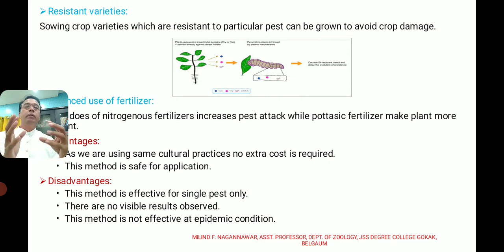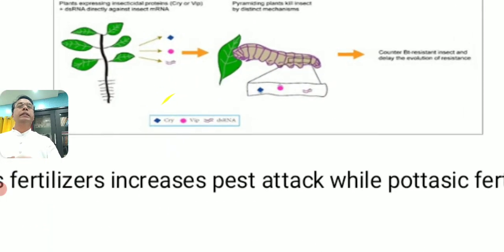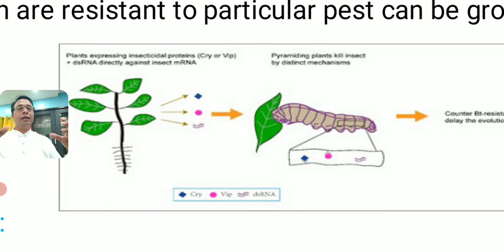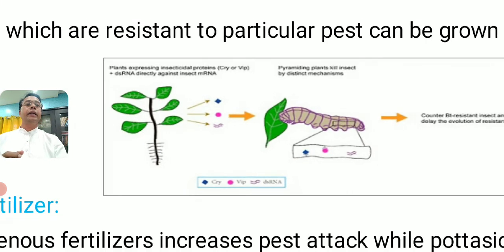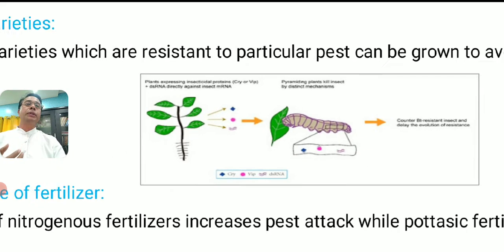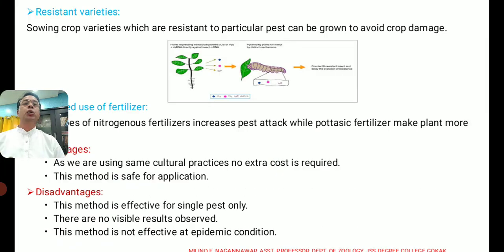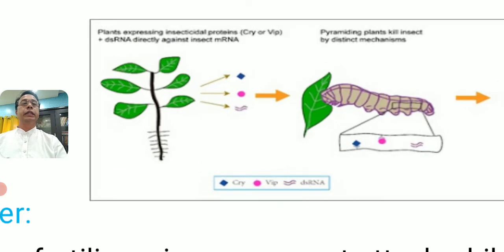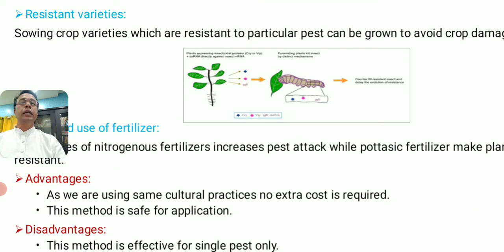Varieties resistant to a particular pest can be grown to avoid crop damage. That is, sowing of crop varieties which are resistant to a particular pest only. Now, see here, the plants are made in such a way that they disturb the pests. When they come for feeding, they get irritated and can't feed on those crops. Such crops we call sowing crop varieties with disease resistance. Is it clear?